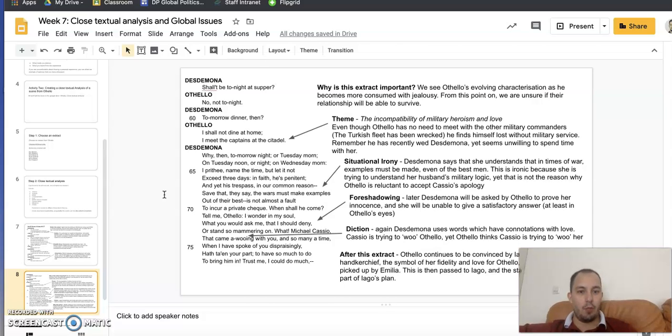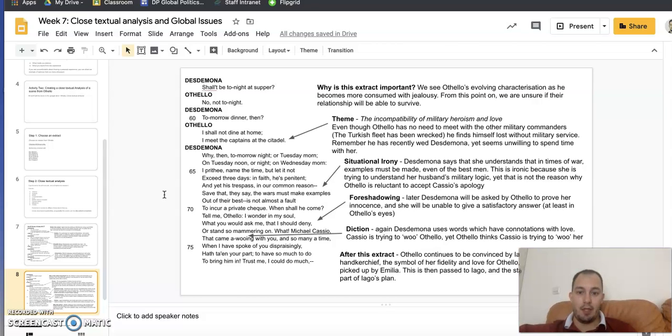So, remember that the Turkish fleet has been wrecked. So the war's already essentially over. And Othello's just very recently got married, but he still would rather go and meet the captains at the citadel and spend time with his newly wed. And it's this idea that he can't detach himself from a military mindset. He's unable to live as a civilian.